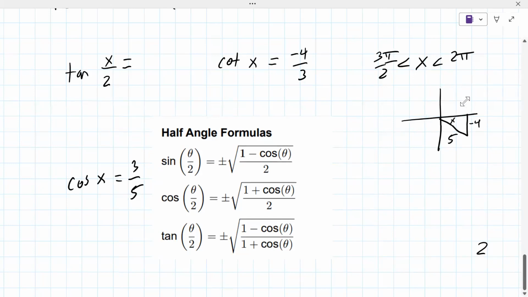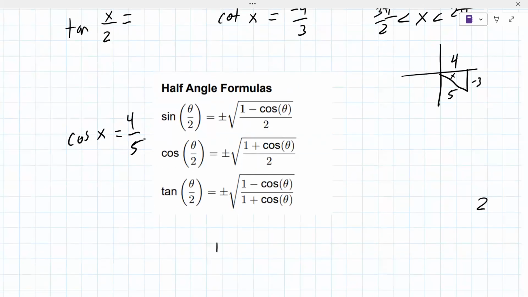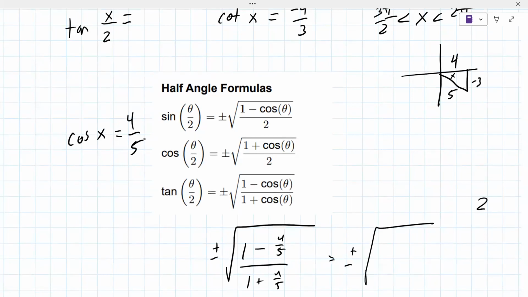It's 4, -3. I messed up here. And so cosine is 4/5. And that's the most important part here. If you can't do that, you're really stuck. So this becomes plus or minus the square root of (1 - 4/5) over (1 + 4/5). You have that written down? Cosine of x is 4/5.